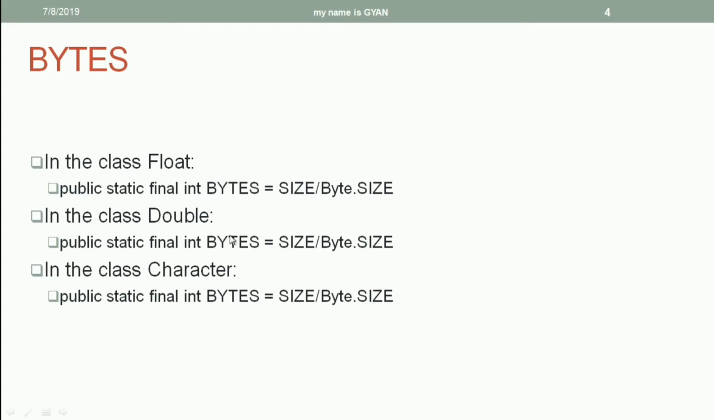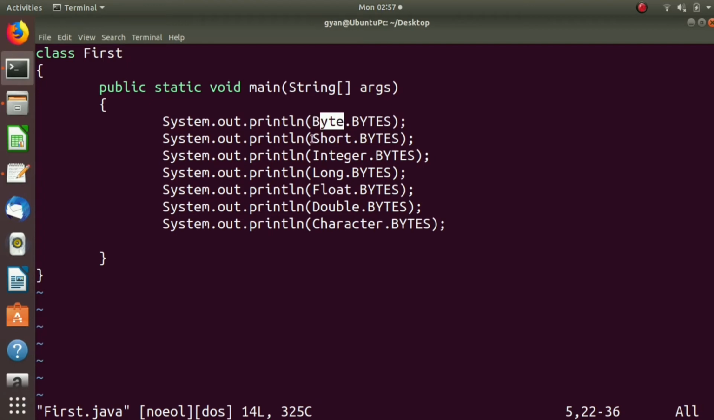Let's use the field BYTES in our created Java program. Here we are printing the field BYTES of the class Short. Similarly, here we are printing the field BYTES of the class Integer. Here we are printing the field BYTES of the class Long, field BYTES of the class Float, of the class Double and of the class Character. The expected output is 1, 2, 4, 8, 4, 8 and 2.